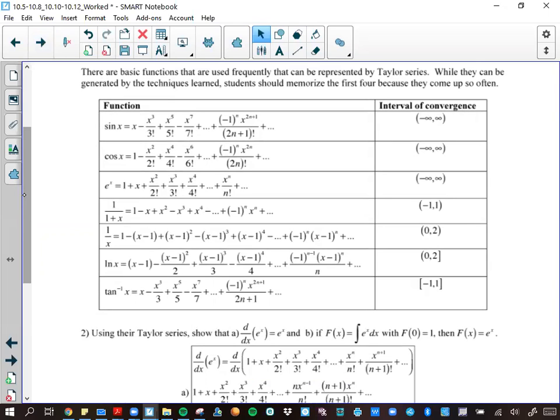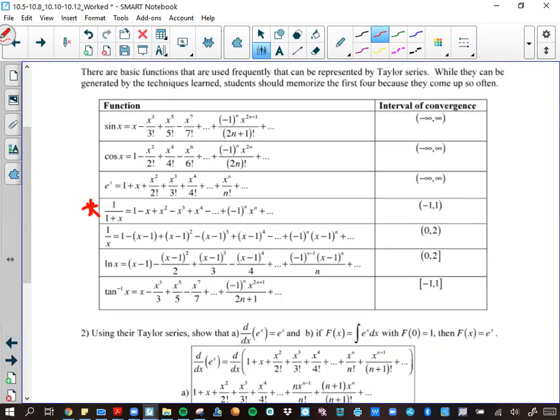We need to memorize 6 of the 7 here, like I said. The ones that we need to memorize: sine x, cosine x, e to the x, 1 over 1 plus x. This is the general power series. 1 over x, natural log of x, and arctangent of x. And then these are just the intervals of convergence. It's a good idea to memorize these so that way you don't have to go and try to figure it out. You're going to spend a lot of time.